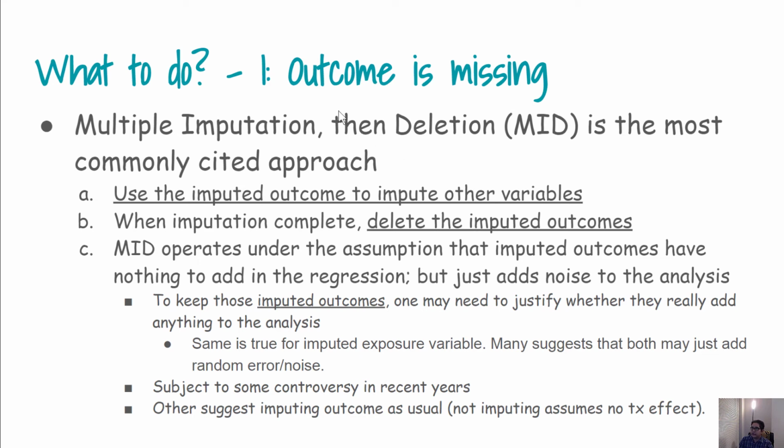One common question is what do you do when you have an outcome that is missing? One approach that I have already discussed is the multiple imputation and then deletion. Basically you use all of the information, including the rows that have missing observations, to do your mice analysis. But after the missing data analysis, before doing your main analysis or regression, you delete your outcome information.